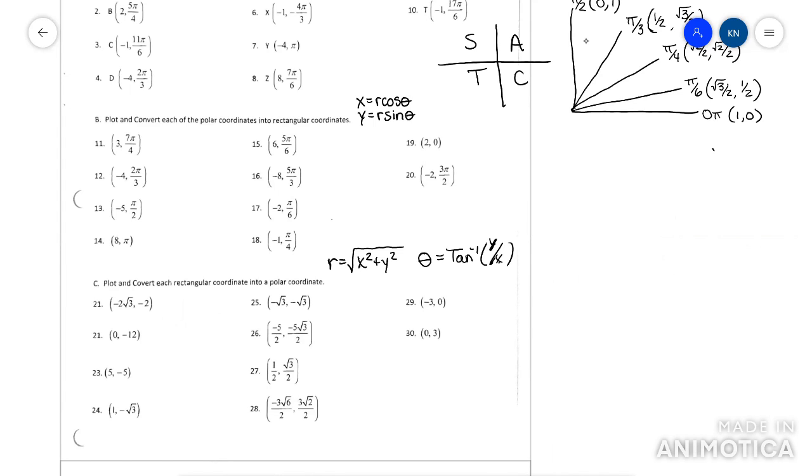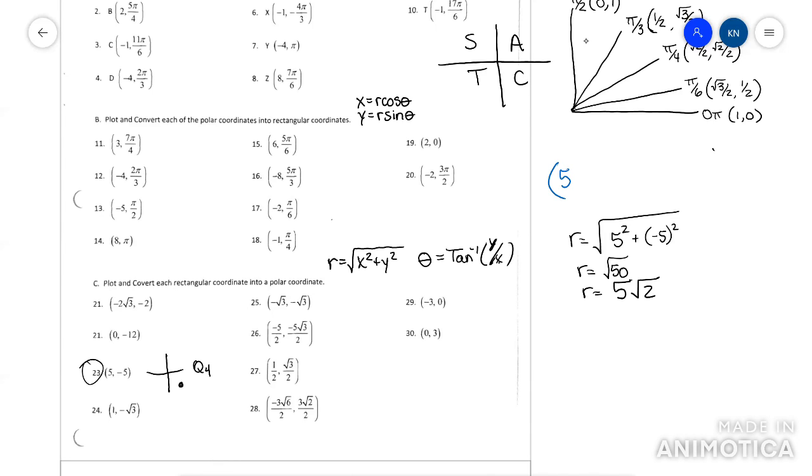Okay, let's look at number 23. 5, -5. Remember, I like to graph these first. 5, -5 is here. So I know I'm in quadrant 4. All right, let's go get the r first. It works like this. Pythagorean theorem, basically. The x squared plus the y squared. So 5 squared plus -5 squared. So you'll get root 50, which is 5 root 2. So in terms of my answer, my r is 5 root 2.